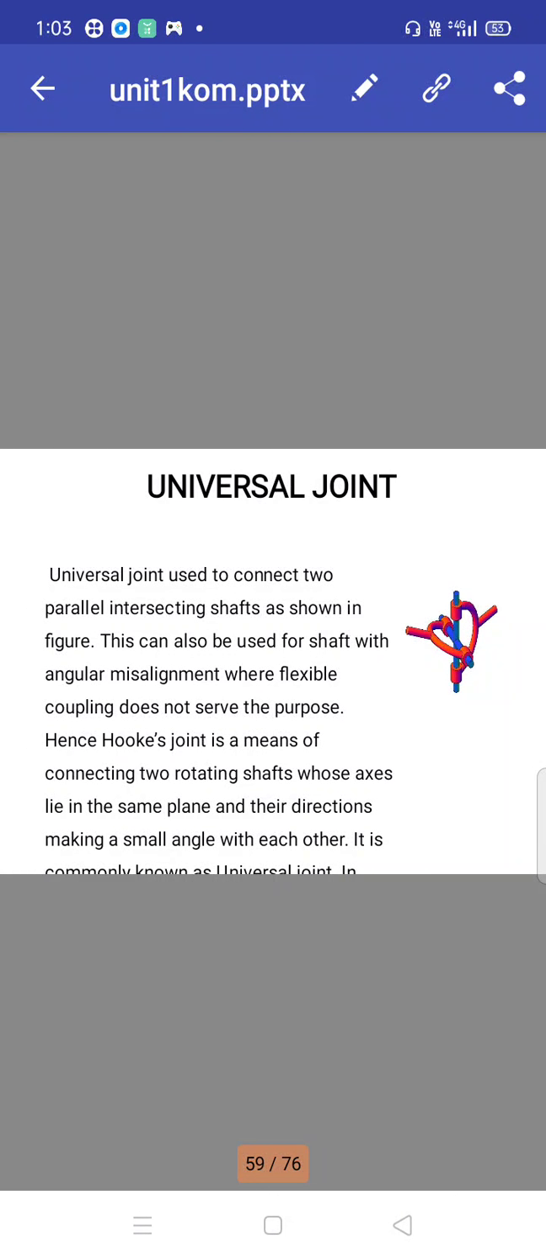Hi friends, today we see about universal joint. So universal joint is used to connect two parallel intersecting shafts. This can also be used for shafts with angular misalignments where a flexible coupling does not serve the purpose. Hence, Hooke's joint is a means of connecting two rotating shafts whose axes lie in the same plane, with their directions making a small angle with each other.